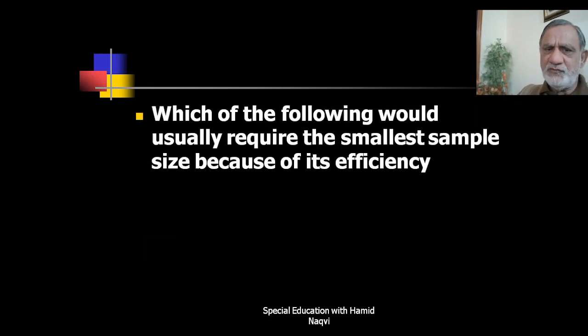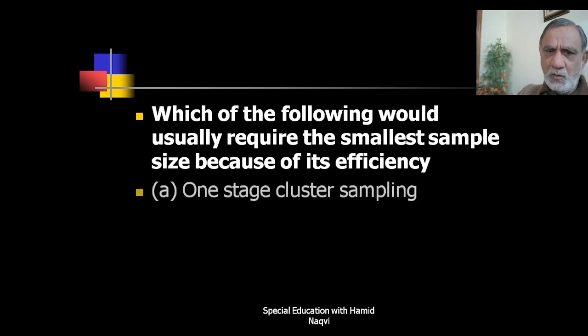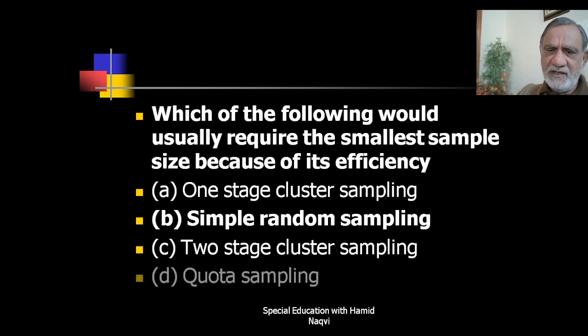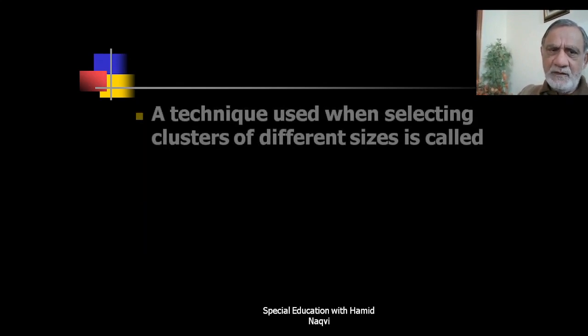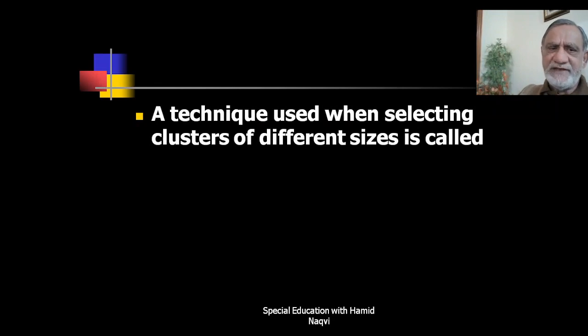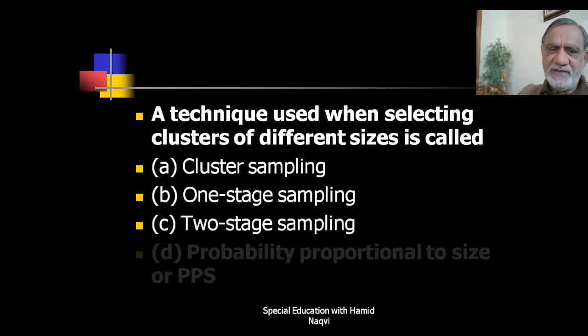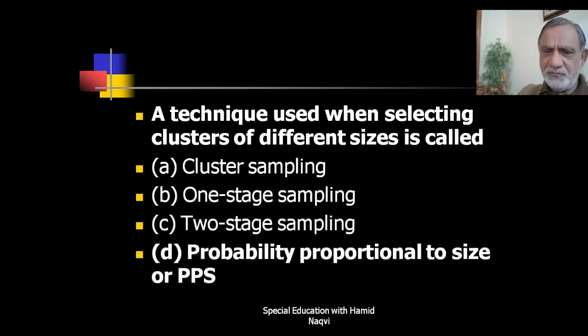Which of the following would usually require the smallest sample size because of its efficiency? One-stage cluster sampling, simple random sampling, two-stage cluster sampling, or quota sampling? Answer is simple random sampling. A technique used when selecting clusters of different sizes is called cluster sampling, one-stage sampling, two-stage sampling, or probability proportional to size, or PPS. Correct one is the last one, that is PPS.